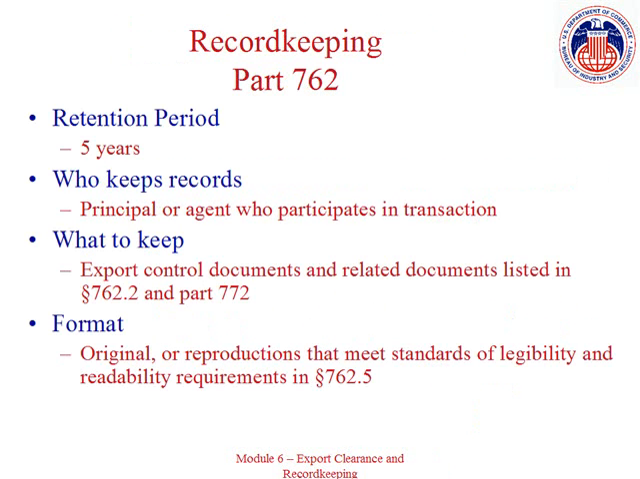Part 762 of the EAR is devoted to record-keeping requirements. Generally, all export control documents should be kept for 5 years by any person who participates in any transaction subject to the EAR. Part 762 includes an explanation of which transactions are subject to record-keeping requirements, which records must be maintained, which are exempt, who must retain the records, and the format of the records and the retention period.